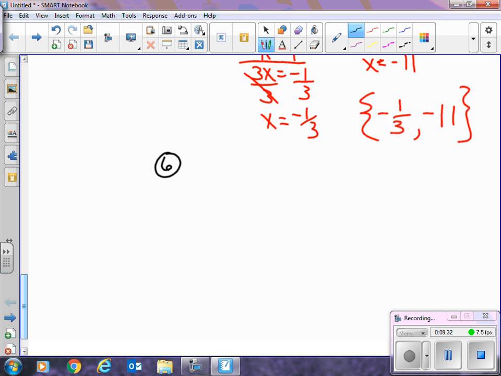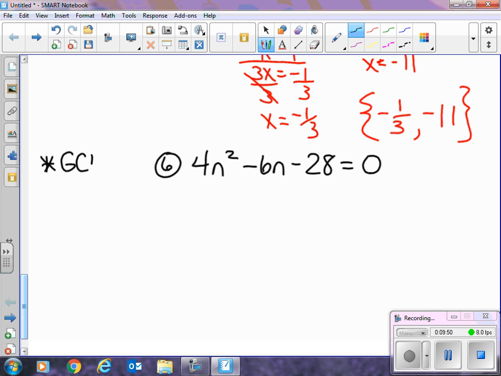All right, the last one that we'll do together: 4n squared minus 6n minus 28 equals 0. Again, it's already in standard form, so we don't have to worry about that. If you look closely, yes, the a is not 1, but there is a GCF in here. Anytime you have one, you have to take that GCF out first. So you need to get in the habit of asking yourself, before you do anything, is there a GCF? If you can say yes to that question, you've got to take that GCF out. So for 4, 6, and 28, the GCF is 2.